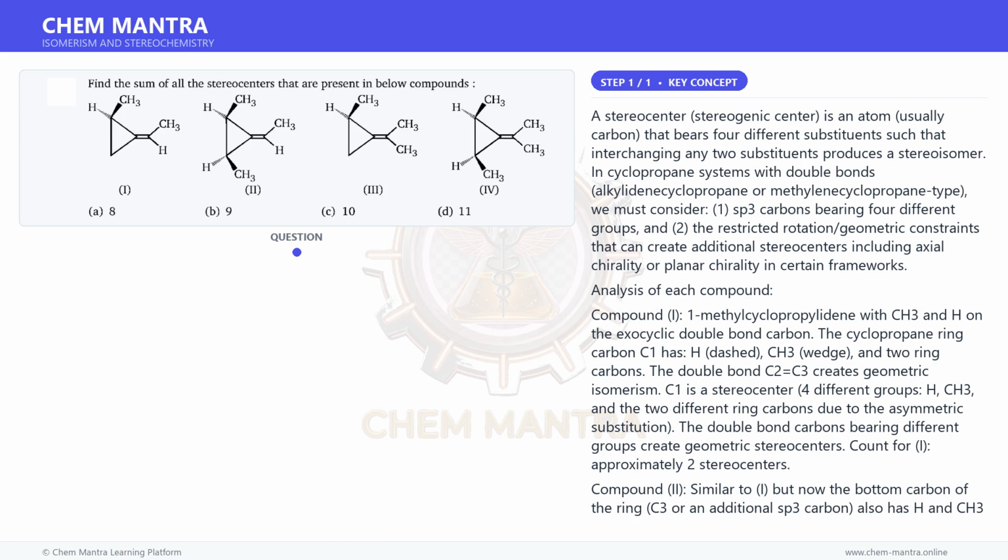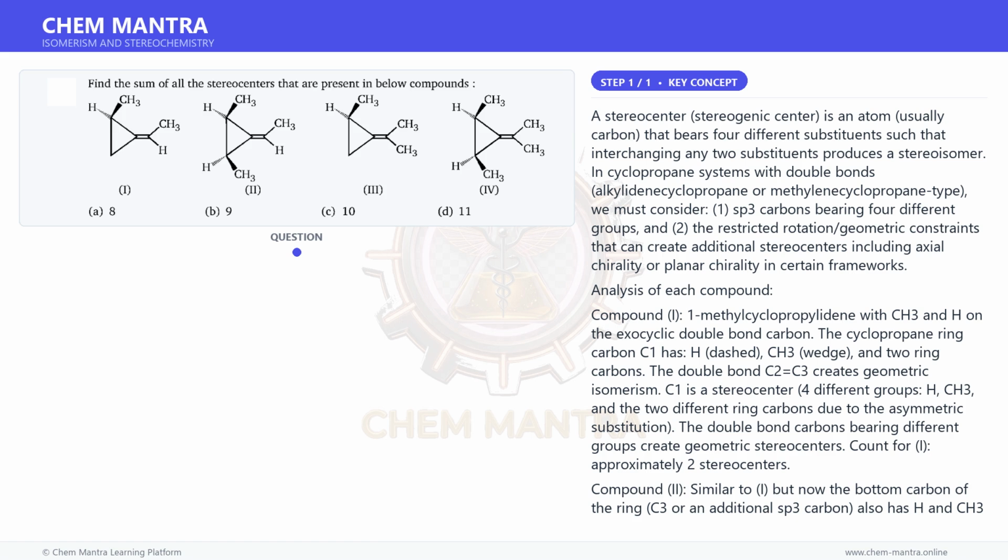alkylidene cyclopropane equals 1, total equals 2. 4: C1 equals 1, axial chirality equals 1, lower C3 equals 1, total equals 3. Sum equals 2 plus 3 plus 2 plus 3 equals 10.